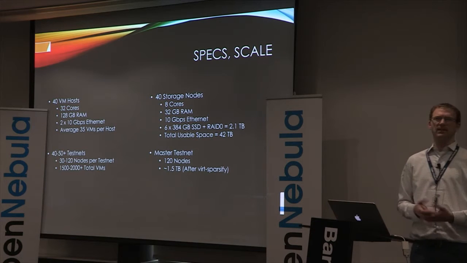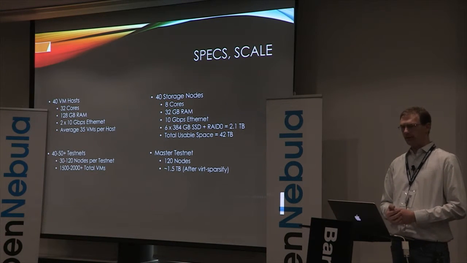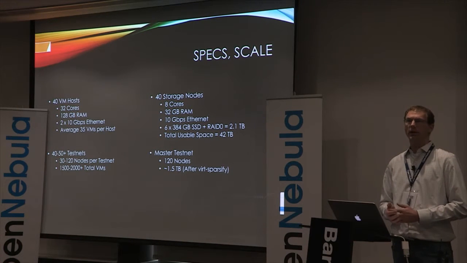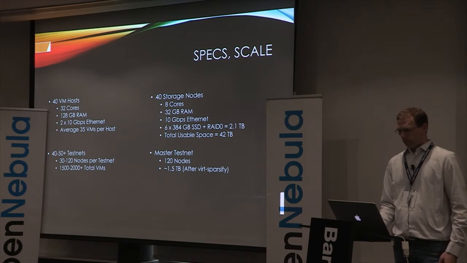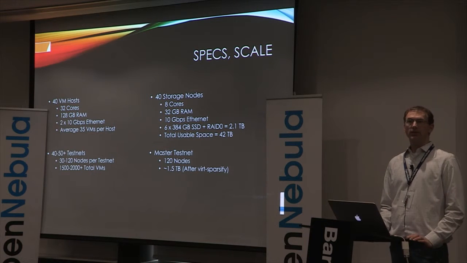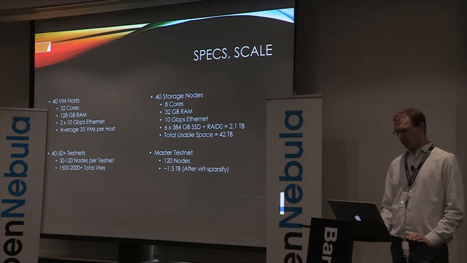So the testnets consist of between 30 and 120 nodes each. And in total, we can run about 1,500 to 2,000 VMs on our current build-out. Our master testnet is 120 nodes, and after we've sparsified all of the images and flattened them, it's about 1.5 terabytes in size. We expect that to grow to something on the order of 500 to 600 nodes in the next 2 years.